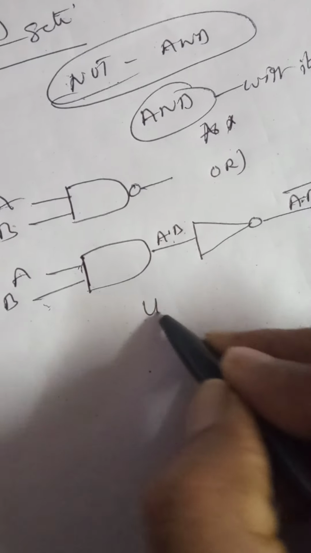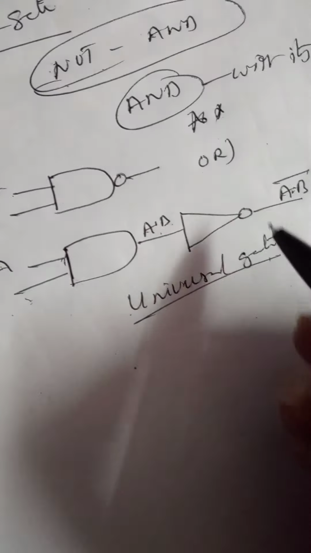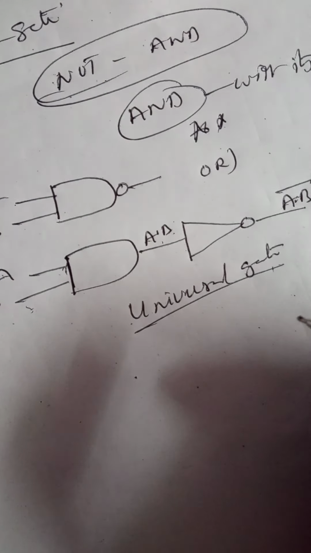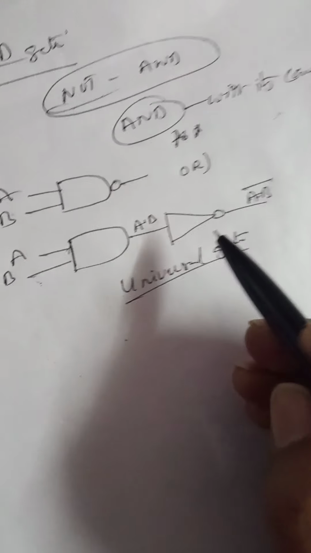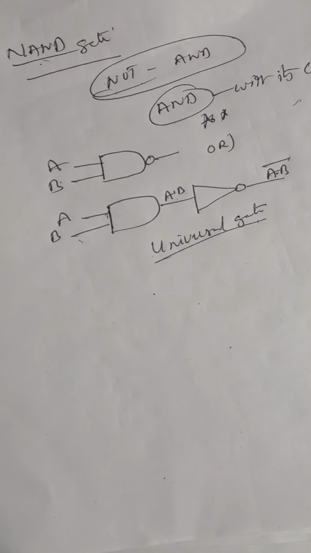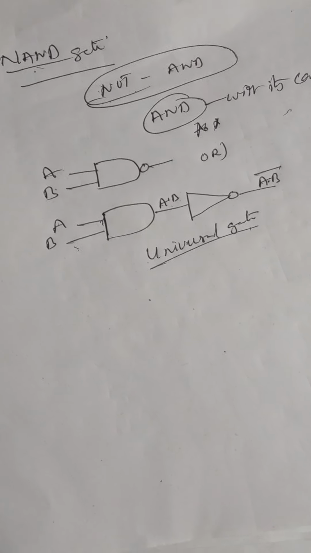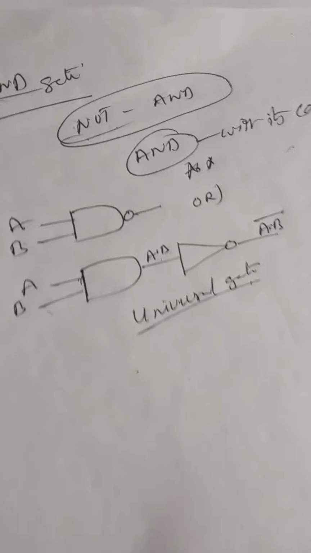Now this is called a universal gate. Universal gate means it can combine with any function, that is, any gate, OR gate, NAND gate, or inverter, or any combination of gates. This is a universal gate. Universal gate means it is used to combine or construct any other gates, AND gate, OR gate, inverter gate, or any other combinations, right?